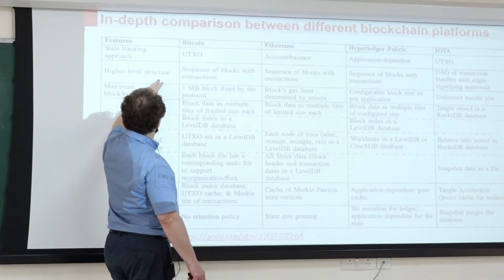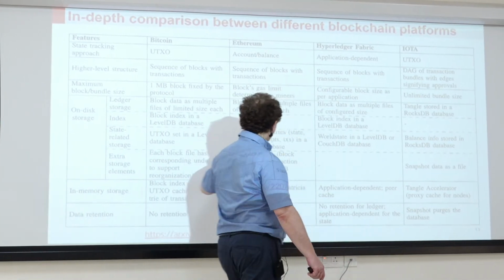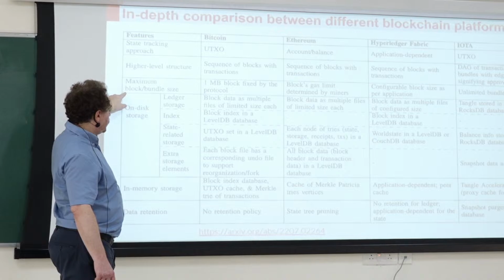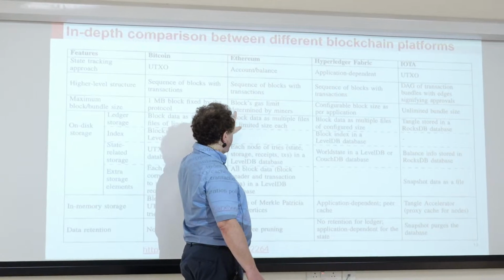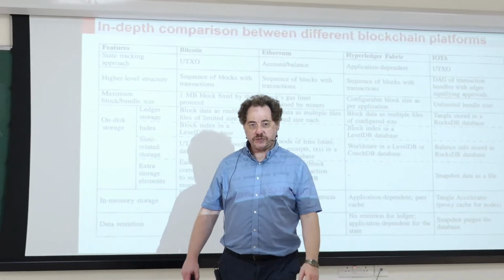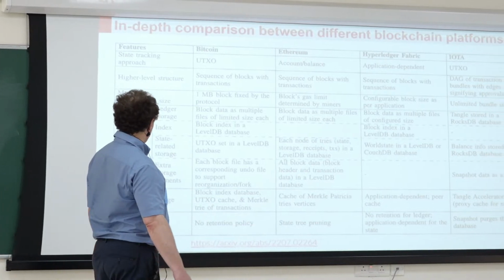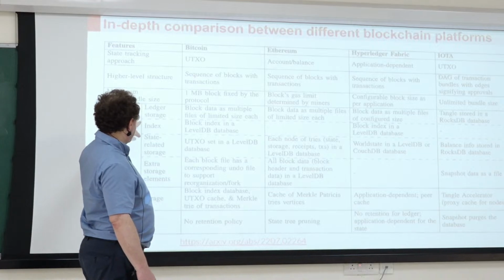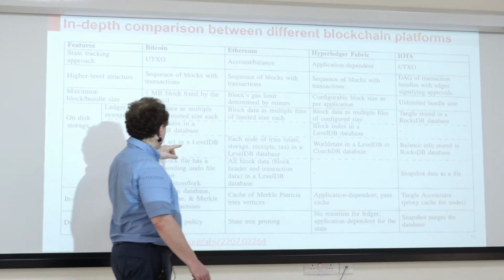The structure of data. In Bitcoin, sequence of blocks with transactions. Okay, here no difference. Maximum block size. In Bitcoin, it's 1 megabyte. In Ethereum, it's determined by the gas limit. In Fabric, it's configurable, as always. So different deployments will have different block sizes. On disk storage, the ledger is stored as multiple files in all three systems.